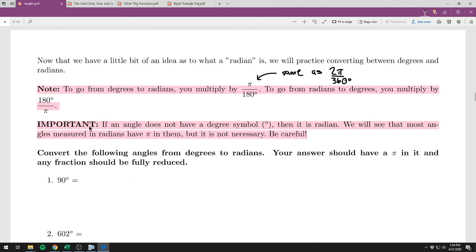Right. Now this is, again, something I'm going to say a lot, especially at the beginning notes of this course. If an angle does not have a degree symbol, then it is radians. If it doesn't have a degree symbol or the word degrees written in the problem, it is radians. You actually don't need to write anything after the number. So if I just write pi without a degree symbol, it is radians. And the other thing, we will see that most angles measured in radians have pi, but it is not necessary.